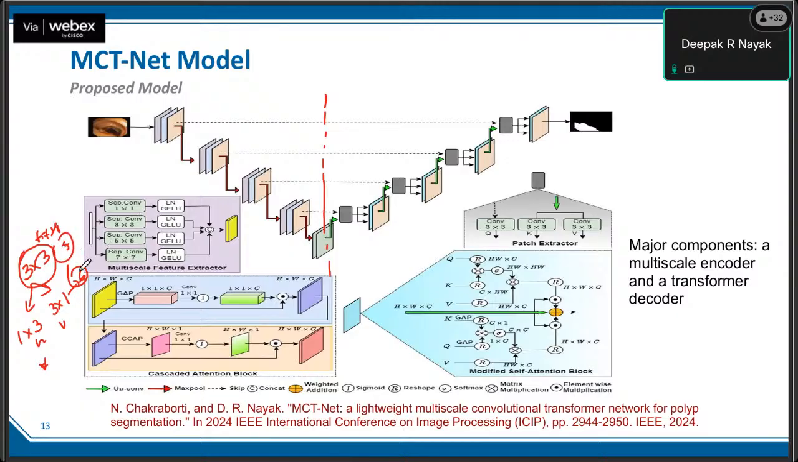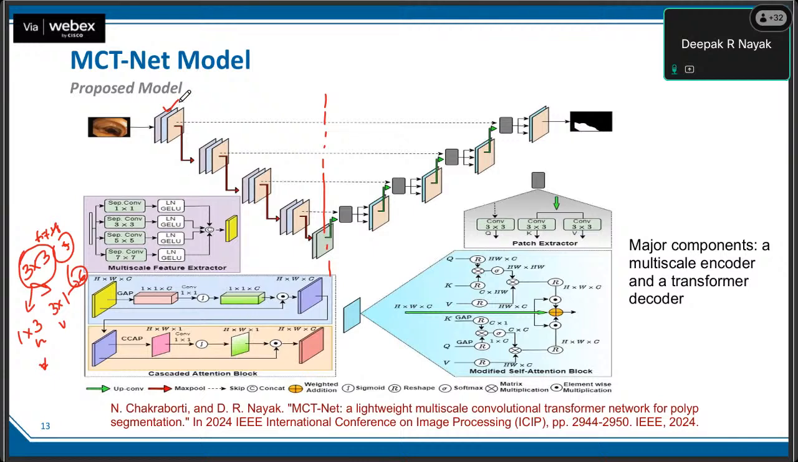And why have I used multiple convolutions here? Of course, we want to analyze the polyps at different scales, because polyps have different sizes as well as shapes. So in each stage of the encoder, you will find a multi-scale feature extraction block followed by a cascaded attention block, which is nothing but a channel attention followed by a spatial attention.